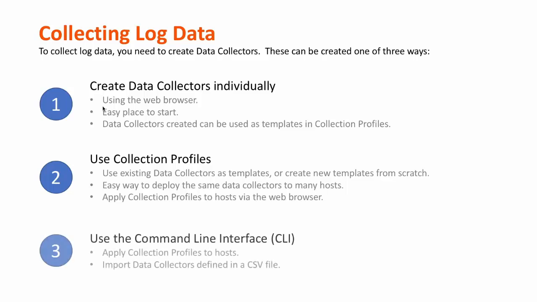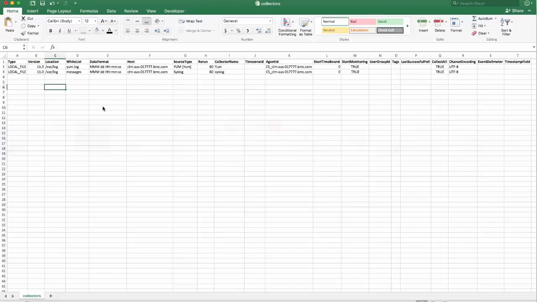Let's talk about the third and final way, which is using the command line interface. IT Data Analytics has a robust command line interface that allows you to perform many actions in an automated way. The command line interface I'm going to show you here is called Import Data Collectors. The Import Data Collectors command line takes a CSV, or comma-separated values, file that's predefined with the information about the data collectors that you want to create. I've created that CSV file and I'm showing it to you here.